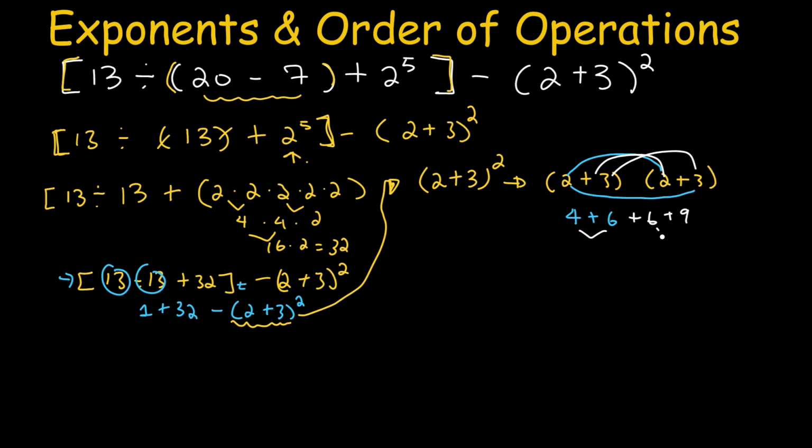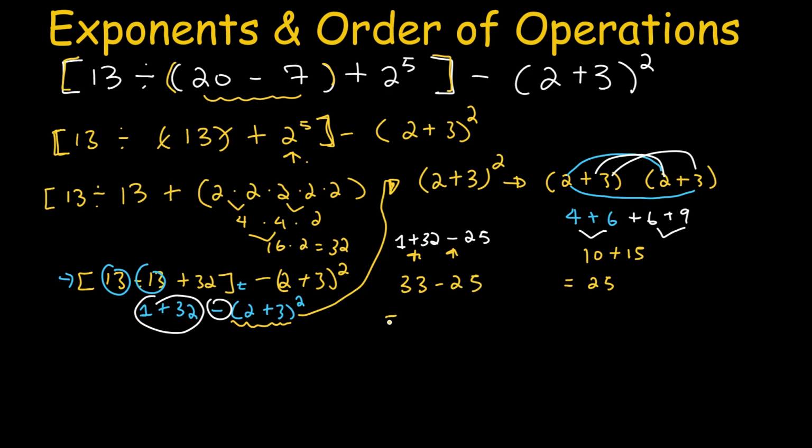Now we can go ahead and add. So 4 plus 6 is 10, and 6 plus 9 will be 15. And let's add 10 plus 15, that will be 25. All right, so let's rewrite our problem. We have 1 plus 32 minus 25. So let's go ahead and add first before subtracting. That's the rule. That's 33 minus 25.